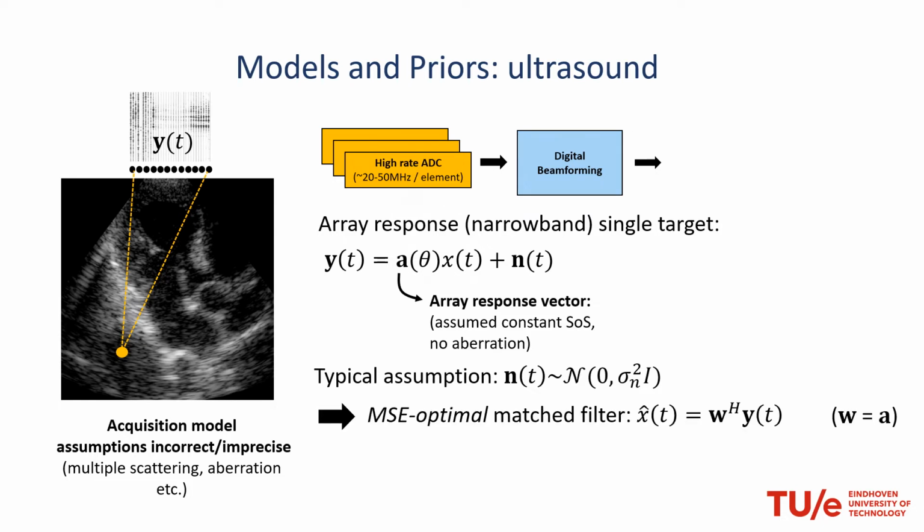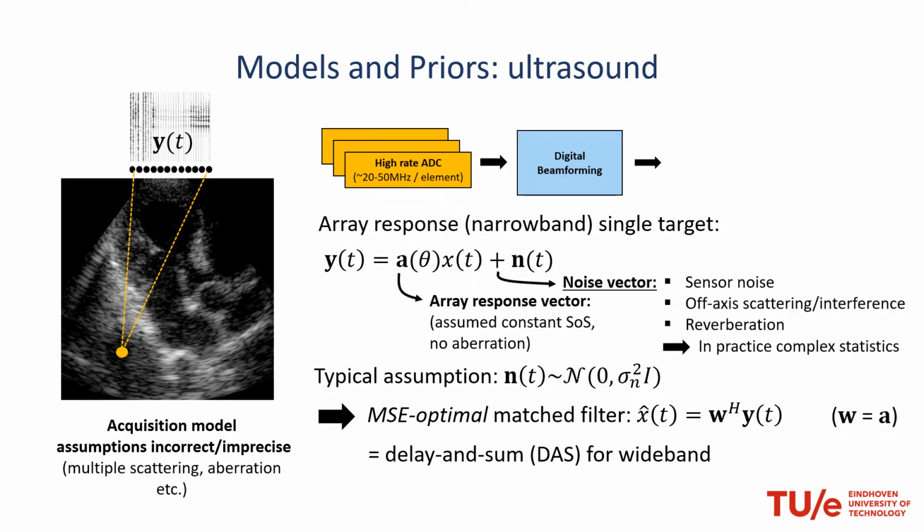Now the MSE optimal matched filter for this particular array response is given here, where w = a, a matched filter. The equivalent for the wideband case that we actually have in ultrasound imaging is delay and sum beamforming. Given all of the assumptions that we have here, so spatially white noise, this particular array response vector, which assumes a constant speed of sound, no aberration, etc., and only one source transmitting, this is our optimal matched filter.